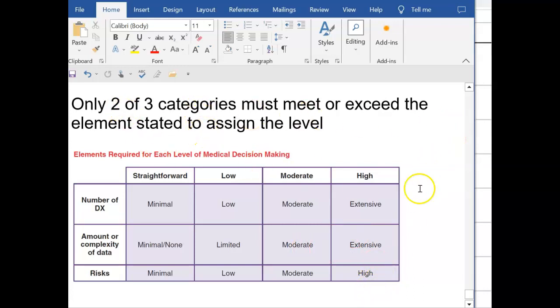So even if I have an extensive number of diagnosis, limited complexity, and low risk, I have to go with the low because it's 2 out of 3. I have to hit all 3 to get up to a high. So just remember that. I can always down code, but I can never up code. All right, I'm hoping that this video helped out.